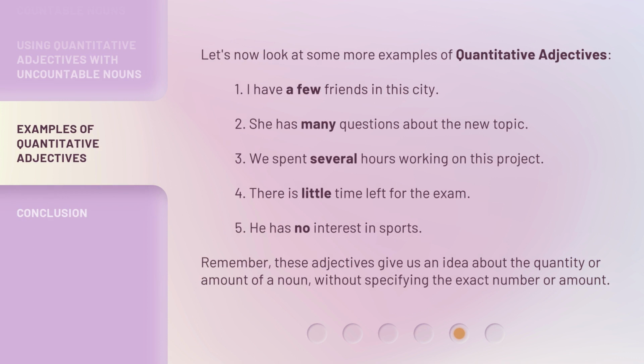Let's now look at some more examples of quantitative adjectives. 1. I have a few friends in this city. 2. She has many questions about the new topic. 3. We spent several hours working on this project. 4. There is little time left for the exam. 5. He has no interest in sports. Remember, these adjectives give us an idea about the quantity or amount of a noun, without specifying the exact number or amount.